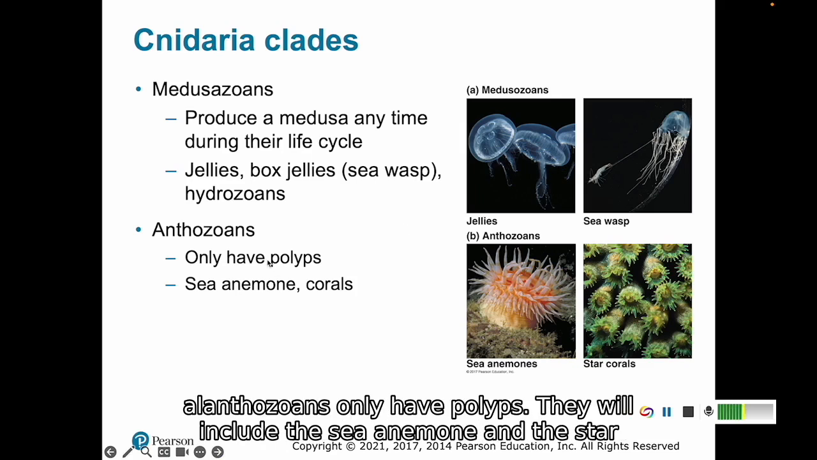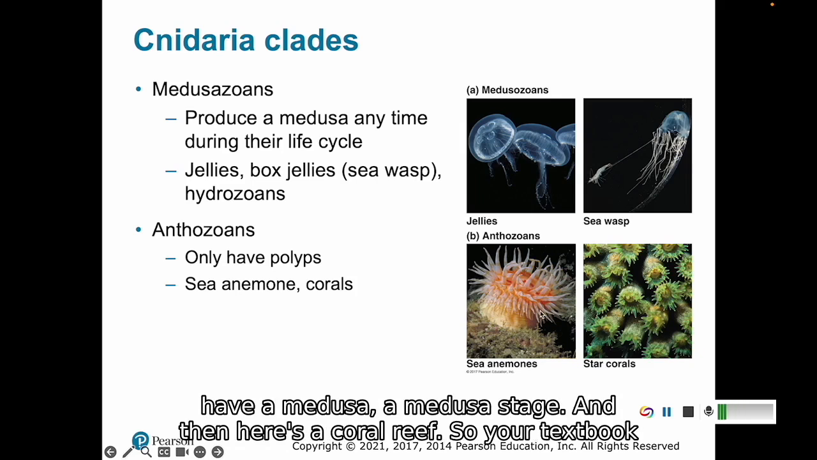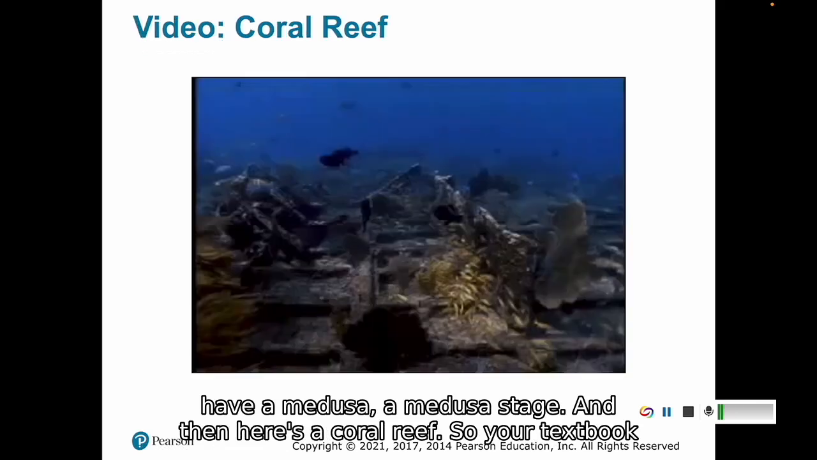Then the anthozoans only have polyps. They will include the sea anemone and the star corals. They spend their entire life sessile, attached to a surface. They never have a medusa stage.